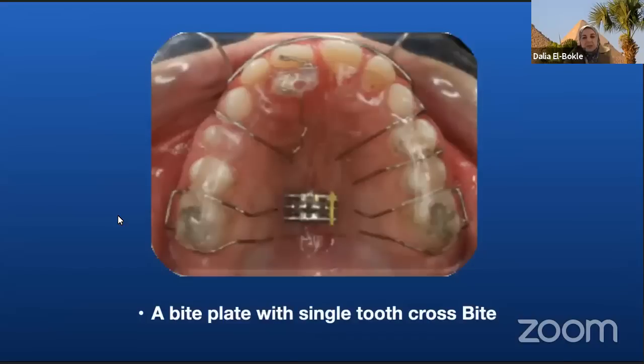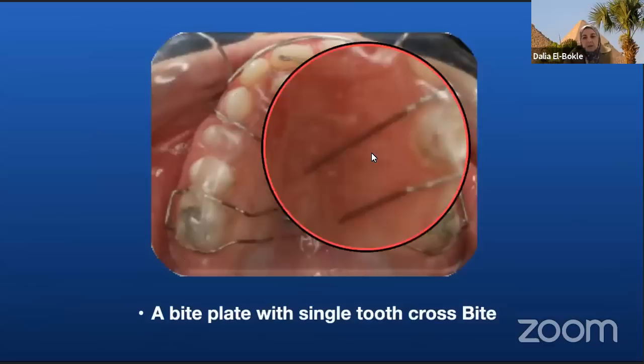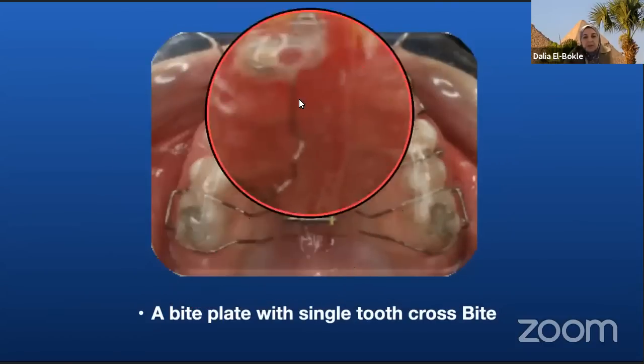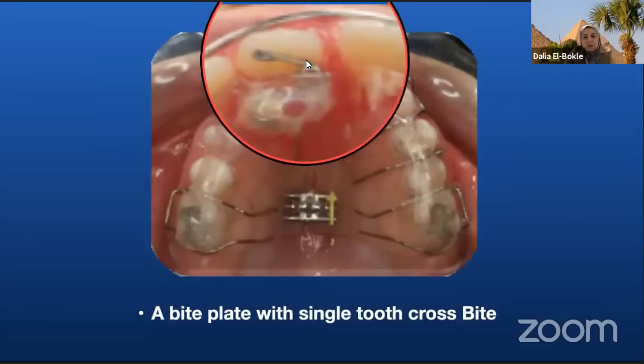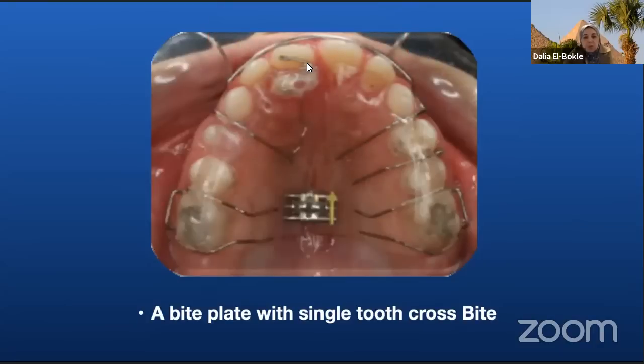Here, there is the common example that most of us have used while in the residency program, a removable appliance with an occlusal coverage that acts as a posterior bite plane in order to correct a cross bite of one incisor using the palatal spring.